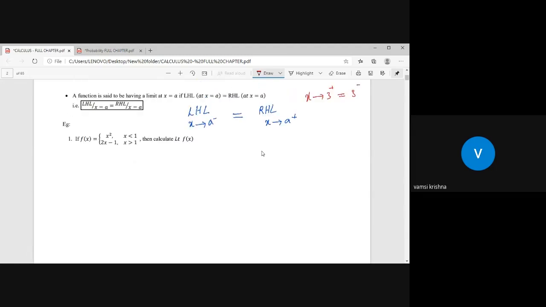And see this example question. f of x is equals to x square, and f of x value is given as 2x minus 1. This is when x is less than 1 and this is when x is greater than 1. So I want to calculate limit f of x.